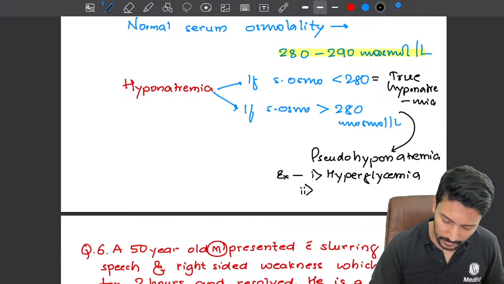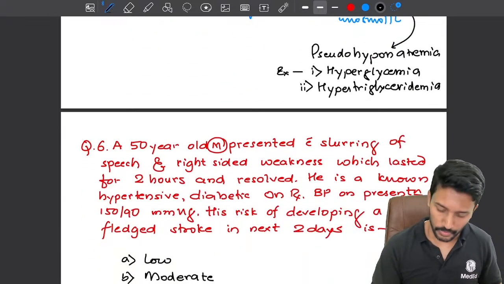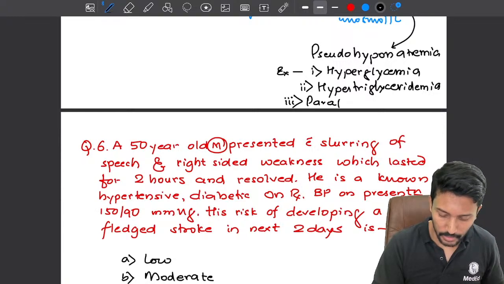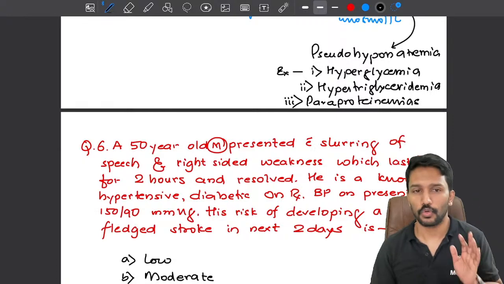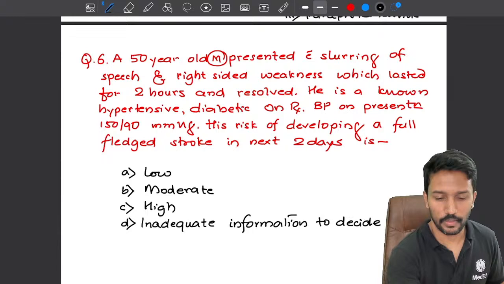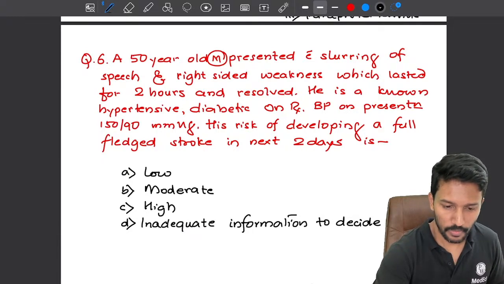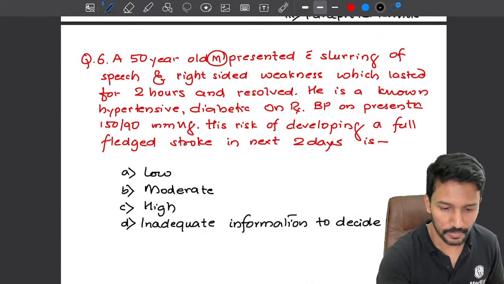Okay. Second, hypertriglyceridemia. If the triglyceride levels are high, they will trick the machine used for calculation of the sodium. Okay. Third, paraproteinemias, like your multiple myeloma, paraproteinemias. In these three conditions, you can have pseudo hyponatremia. Okay. Now let us move to a next question based on calculations. So in this question, primarily we have to assess the risk of a stroke in a patient.